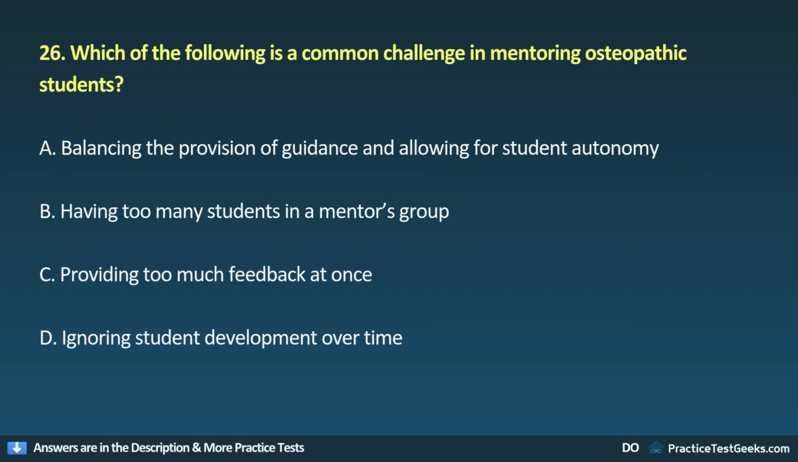26. Which of the following is a common challenge in mentoring osteopathic students? A. Balancing the provision of guidance and allowing for student autonomy. B. Having too many students in a mentor's group. C. Providing too much feedback at once. D. Ignoring student development over time.